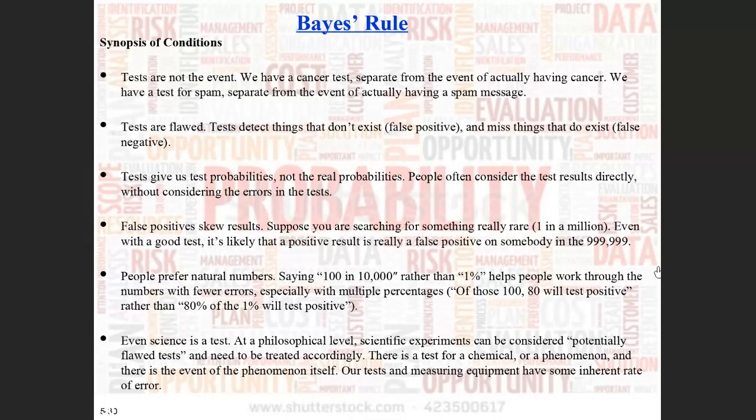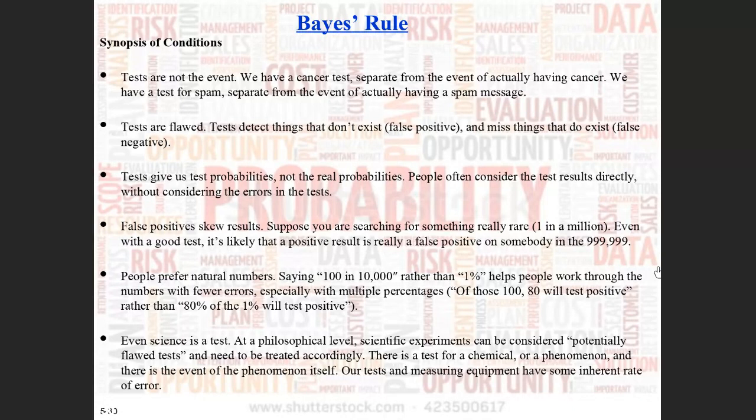So tests give us test probabilities, not real probabilities. People often consider the test results directly without considering the error in the test, like we just talked about. False positives skew the results. Suppose you're searching for something really rare, 1 in a million. Even with a good test, it's more likely that a positive result is a false positive than somebody in the 999,999. Okay?